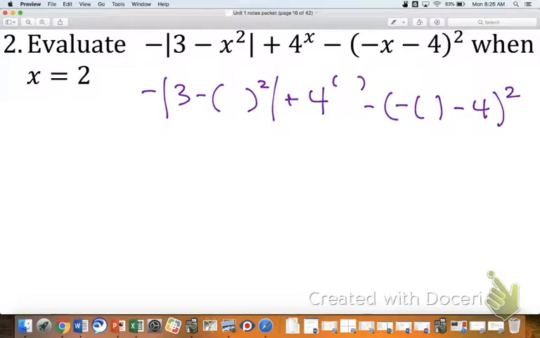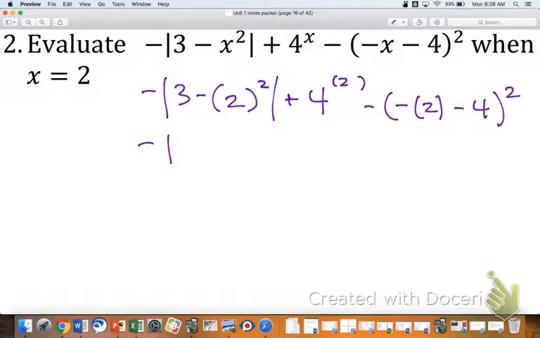Here we go. So I've got all my empty parentheses in there. I'm going to replace them with a 2. So a 2 goes in here, here, and here. And I'm going to go through and do my order of operations. So I'm going to work inside the parentheses first. Inside the parentheses, I've got 3 minus 2 squared. So I think we're okay there.